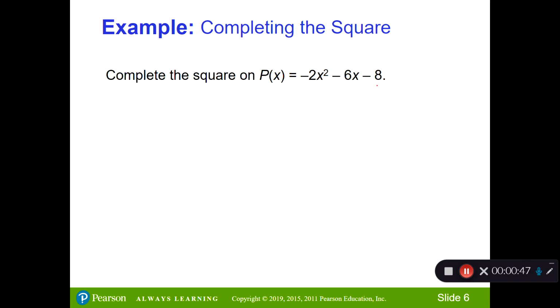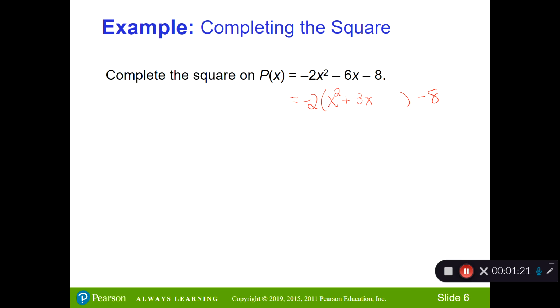So I want to complete the square on this. The first thing that I need to do is make sure the coefficient of the x squared is a 1. It's not. So I'm going to factor out from the x's only whatever is multiplying the x squared. In this case, that's a -2. So factoring -2 out of this term leaves me with a positive 1x squared. And factoring -2 out of this term leaves me with a plus 3x. I'm only factoring it out of the x term, so I'm going to write the -8 off on the side.